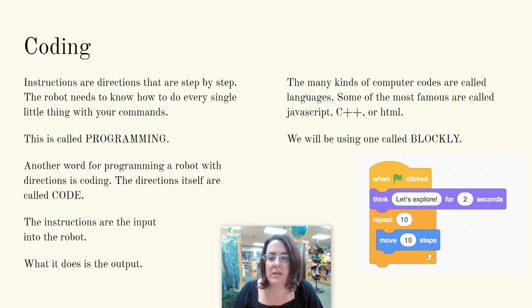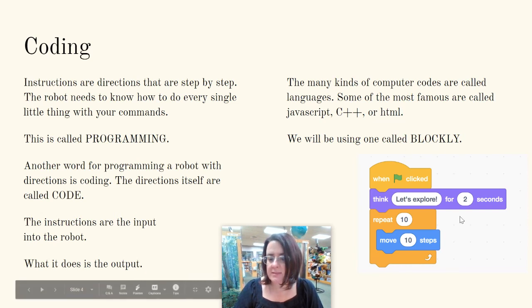So to get your robot to do things, you could drive it with a remote control device, but we're going to give it instructions. And when you do this, it's called coding or programming. Specifically, the code is going to look like this, and that is called Blockly.